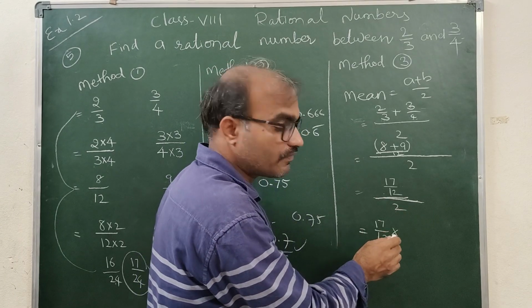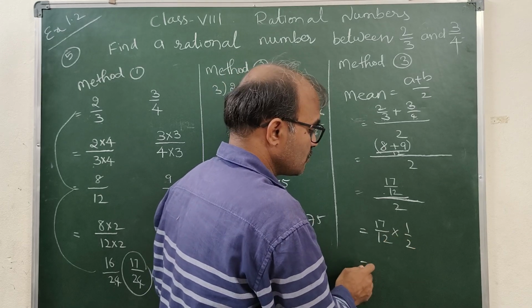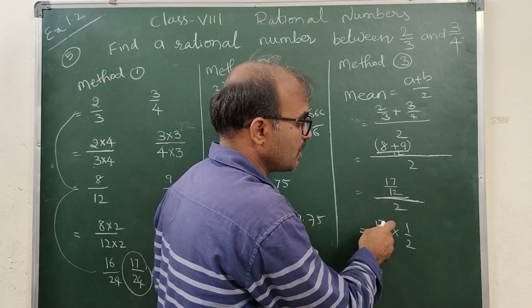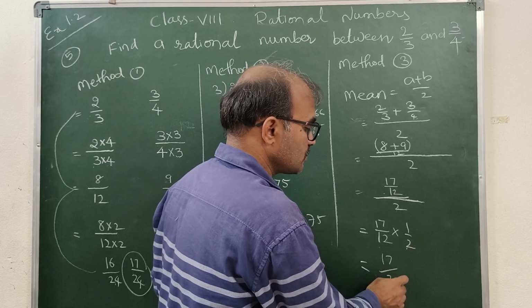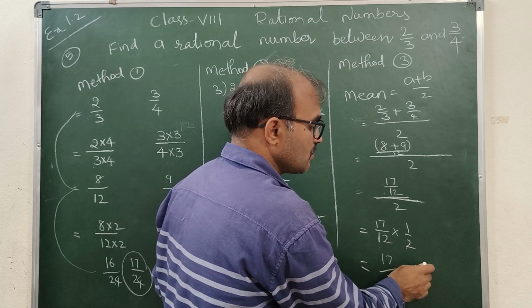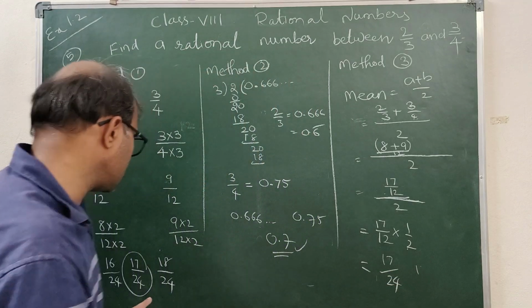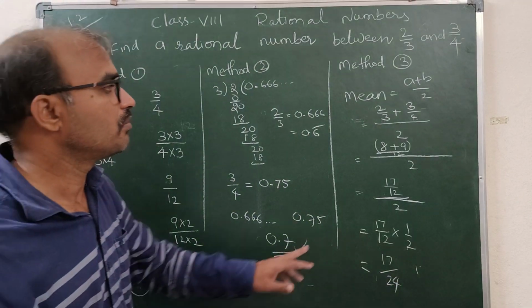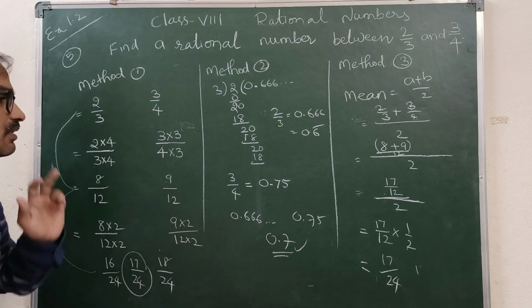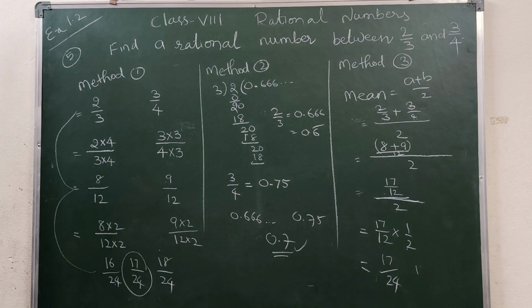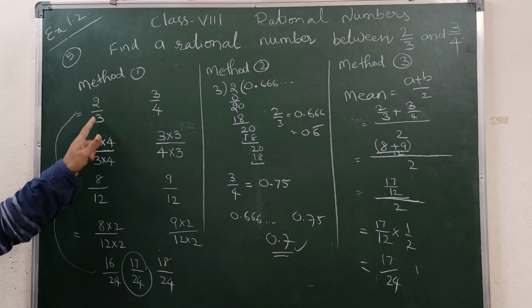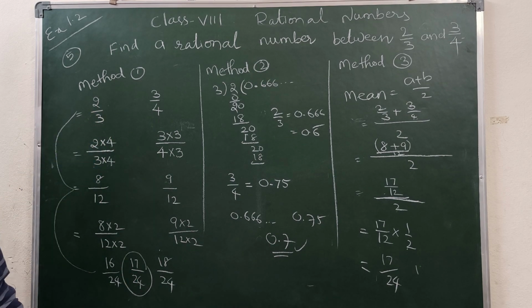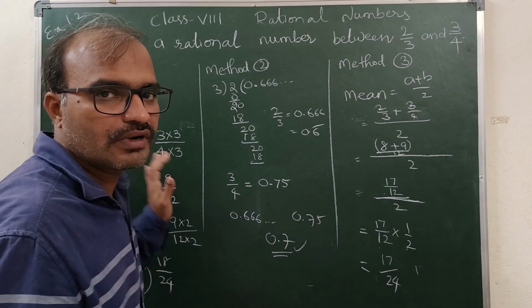So what is the reciprocal of 2? 1 by 2, right? Now how do you multiply fractions? Numerator into numerator, denominator into denominator. 17 ones 17, 12 twos 24. So the answer is 17 by 24. Again you got the same 17 by 24, right? This is the method of equivalent fractions, where we have written the same denominators. We have equalized the denominators of the two fractions in method 1, right?